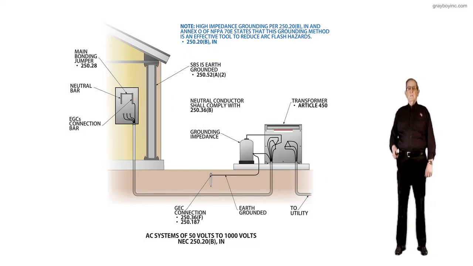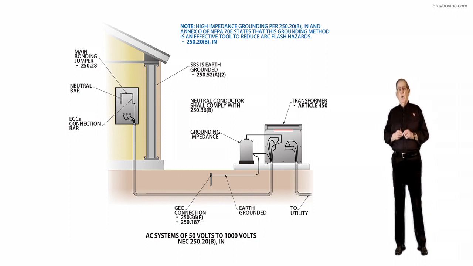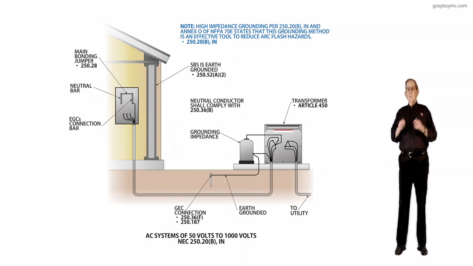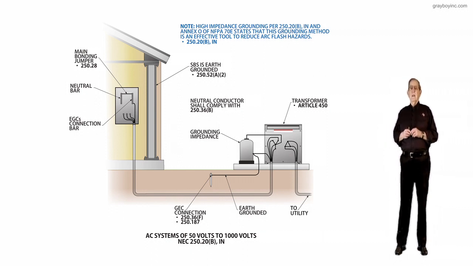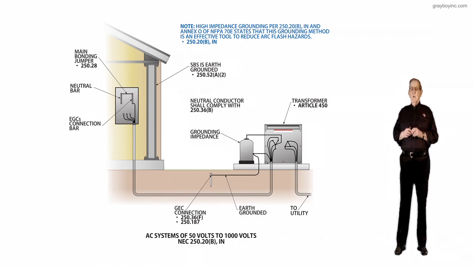This illustration deals with AC systems of 50 volts to 1,000 volts. NEC 250.20(B) informational note. Before we get started with 250, I'd like to point out to the users of the NEC that you ground these systems by 250.20(B), and if you use the grounded conductor, you ground the transformer as outlined there in that section. Then you must bring the grounded conductor to the service equipment.